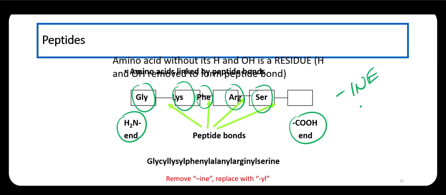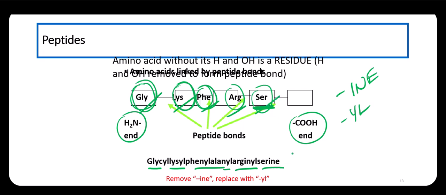Remember we said amino acids a lot of times end in "ene." We're going to change the "ene" to an "ill" on most of them. So glycine will become glycyl. Lysine will become lysyl. Phenylalanine will become phenylalanyl, and so on, right up until the last one. The last one we're going to leave alone. So my little polypeptide chain that I've got going on here is glycyl, lysyl, phenylalanyl, arginyl, serine. Leave serine alone.